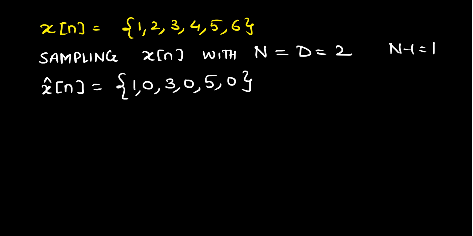Now let us try to find out the value of x hat of 2n. If we do that, then we are going to retain this 1, then discard this 0, so we don't have this 0 in that sequence, then we have this 3, then we discard this 0, and then we have 5 and again we discard this 0. So this is the value of x hat of 2n.